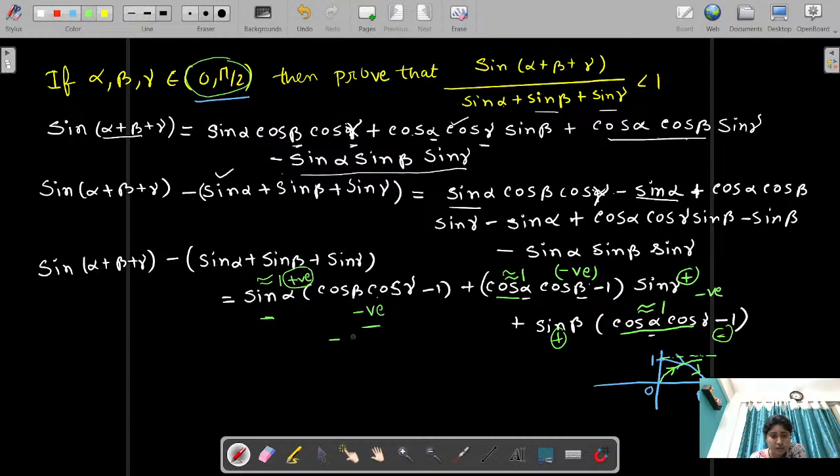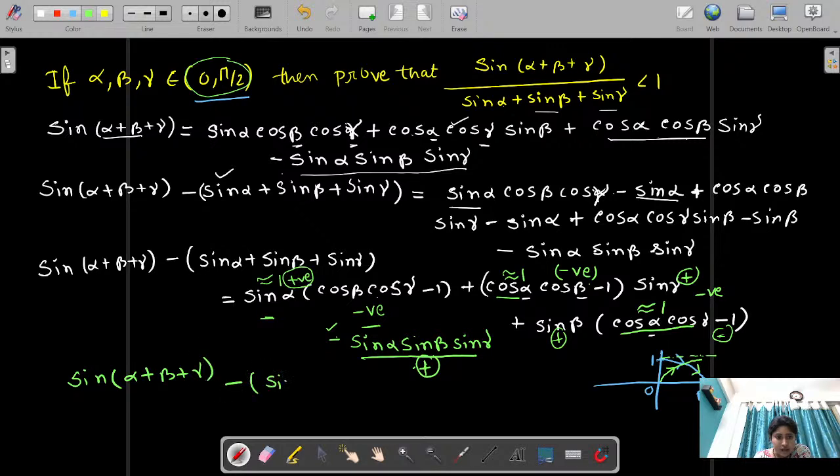Again, what is the term we have? Minus of sine alpha into sine beta into sine gamma. Sine alpha into sine beta into sine gamma is positive, since we know sine is positive in this interval, right? But here we have a negative sign, so positive into negative, again negative. So I can clearly see that my sine of alpha plus beta plus gamma minus sine alpha plus sine beta plus sine gamma, this is negative.